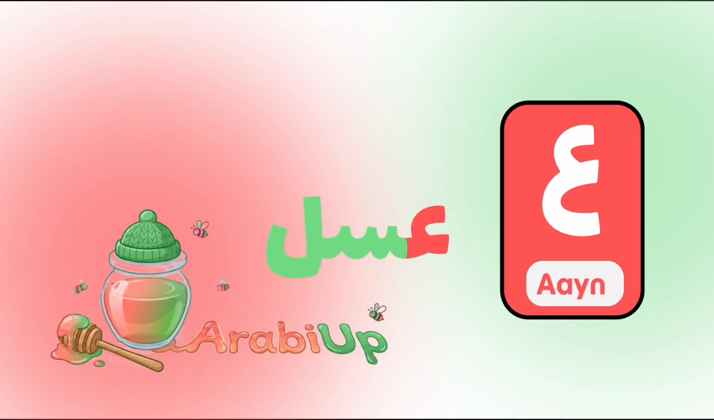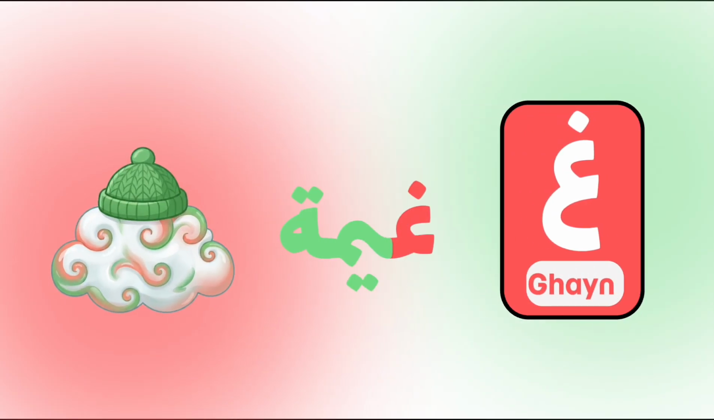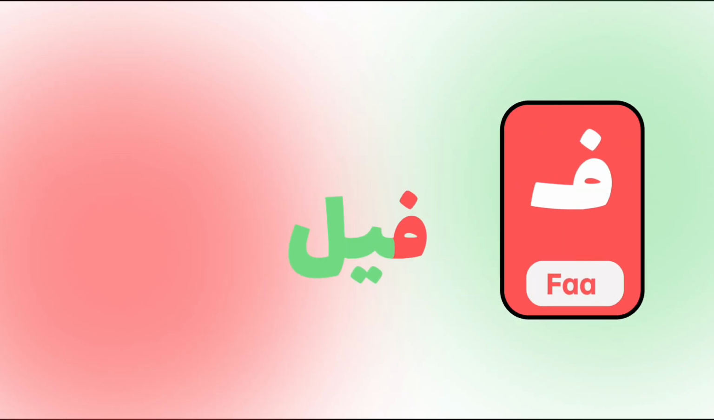عين. This is a unique throat sound. Let's practice it together. عين, like in عسل. عسل, honey. غين, sounds like gargling, like in غيمة. غيمة, cloud. فاء, makes the F sound, like in feel.